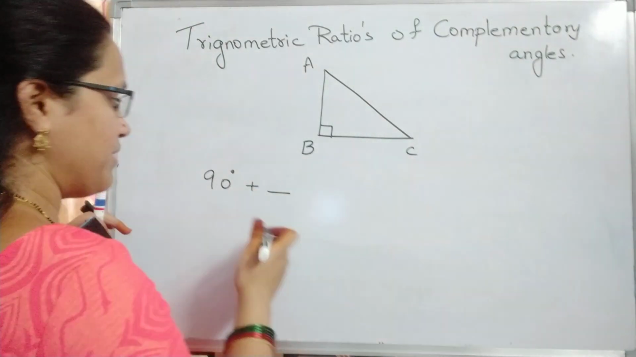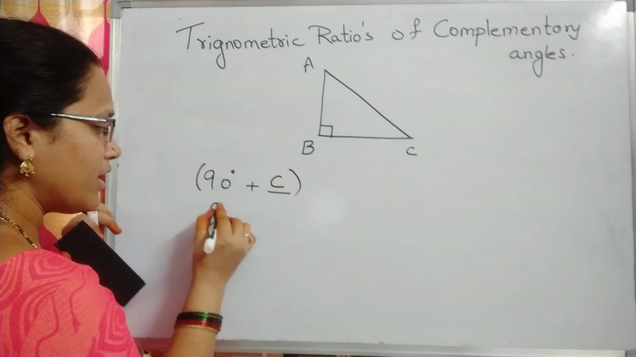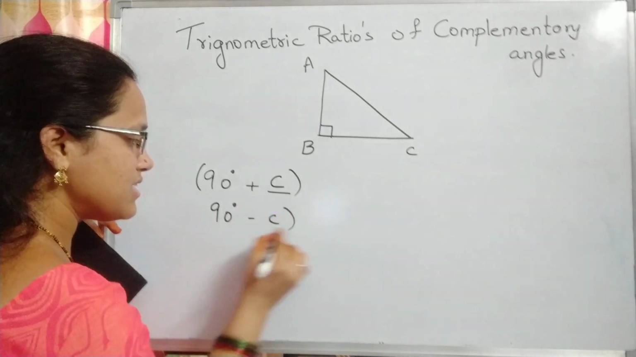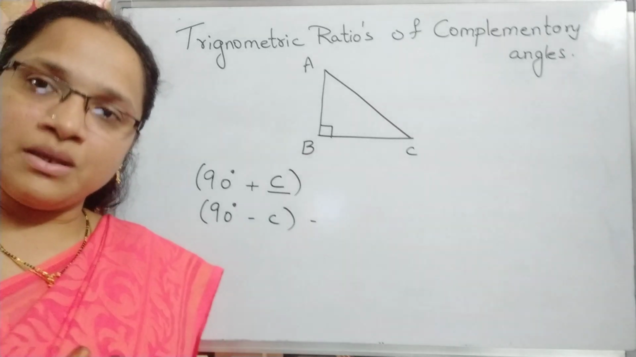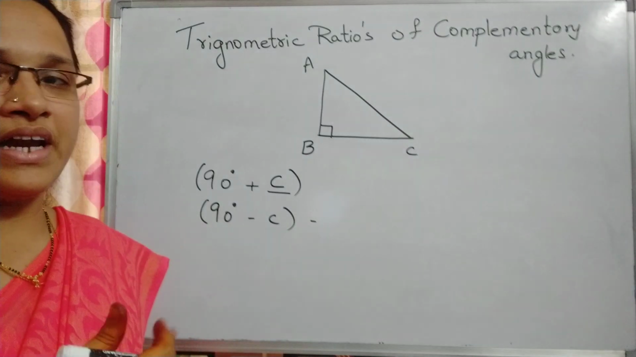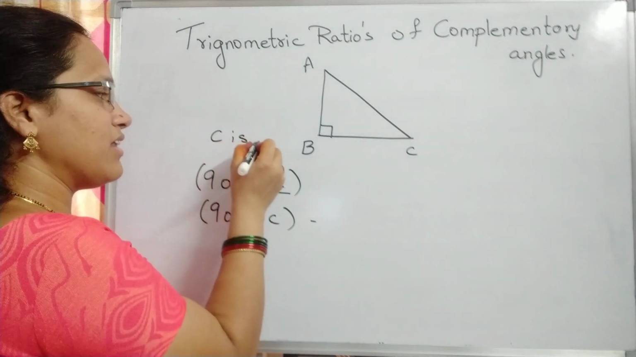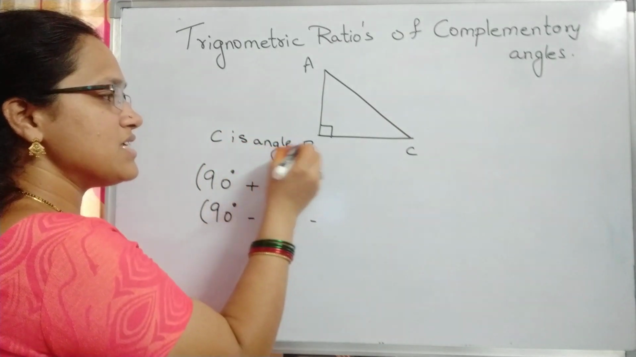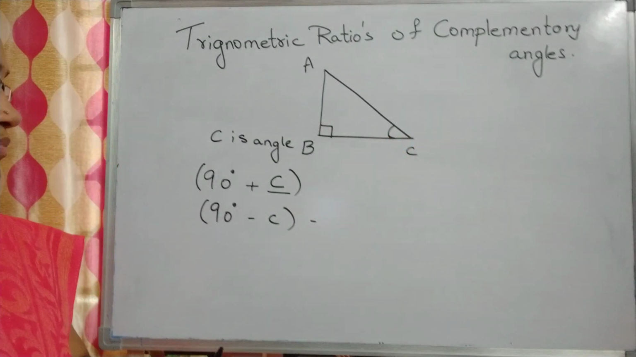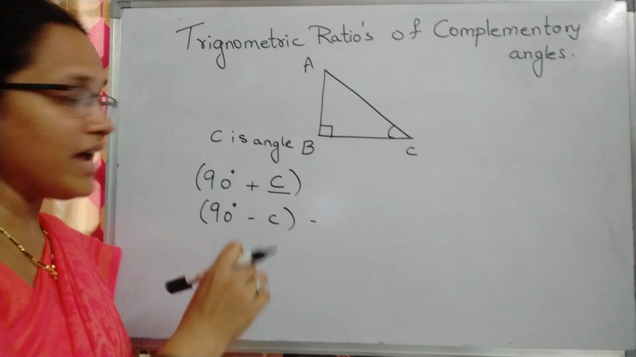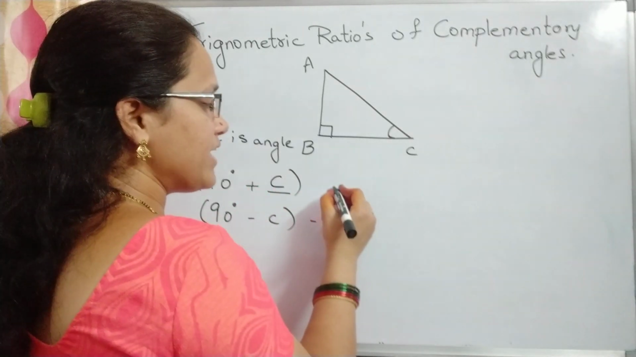Suppose I take angle C, so 90 plus C or 90 degrees minus C. In these conditions, 90 plus C, 90 minus C, 90 plus A, or 90 minus A, where C is an angle. Please do remember that C is an angle. If you write the given angle as 90 plus or 90 minus, then we call it a changing angle.